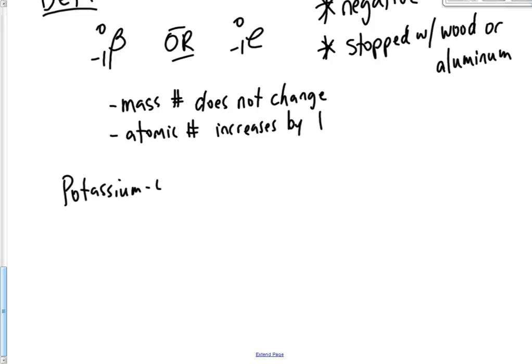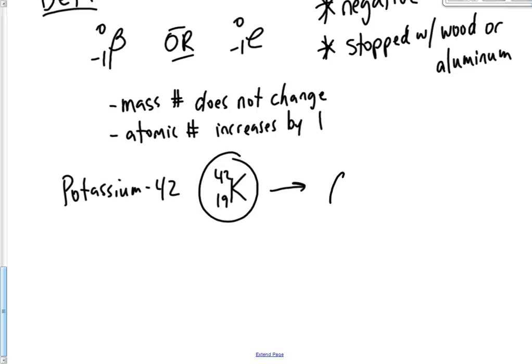All right, so you're going to draw your symbol. Potassium is K. 42 is your mass number. It's going to go on the top. Your atomic number for potassium, according to the periodic table, is 19. So there's our symbol for potassium 42.